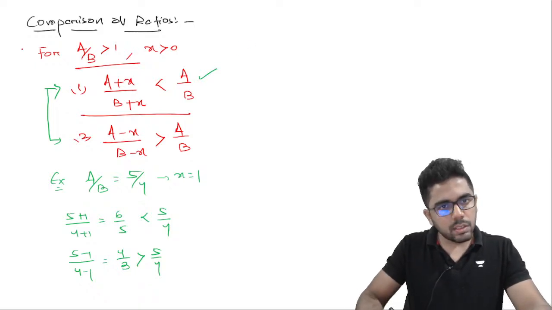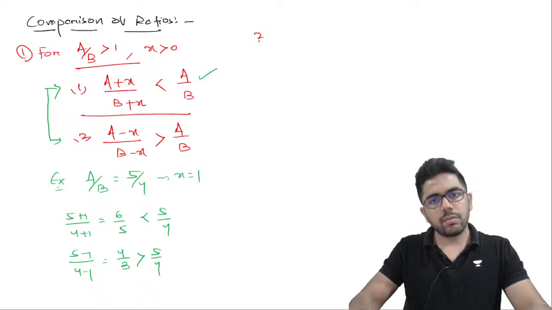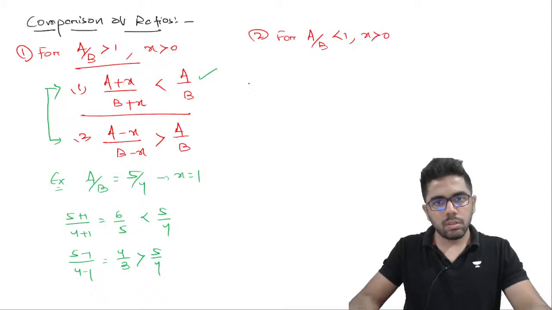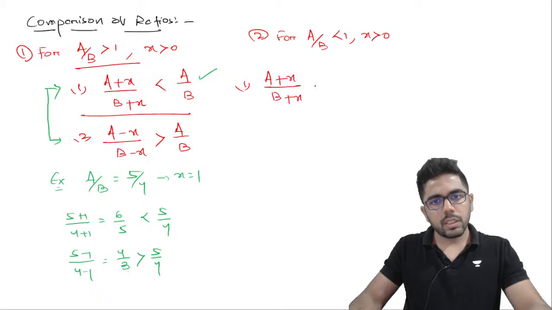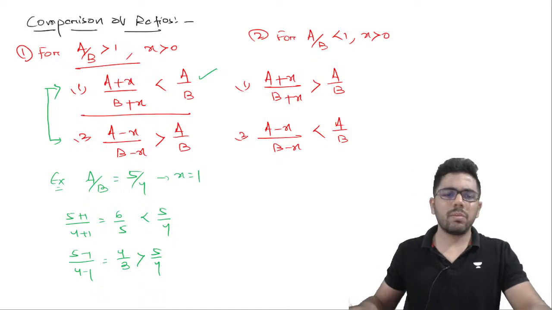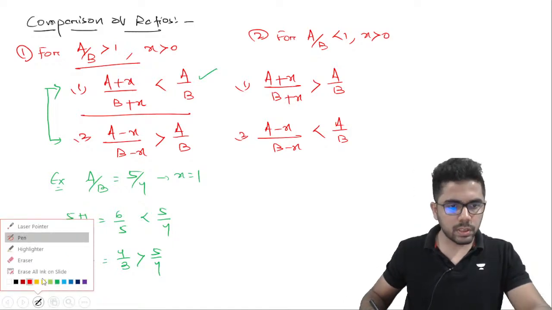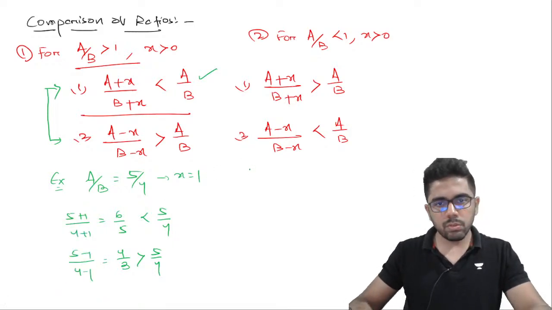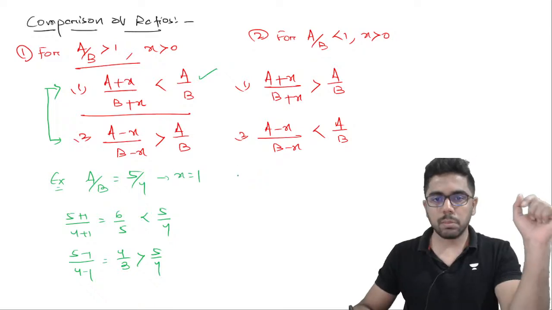And similarly, for a by b less than 1 and x greater than 0, I can write a plus x by b plus x is greater than a by b. Just इसका उल्टा होगा. And a minus x by b minus x is less than a by b. Very simple concepts है. Maybe this rule would be new. इससे कभी कभार direct questions exam में आ जाता है.